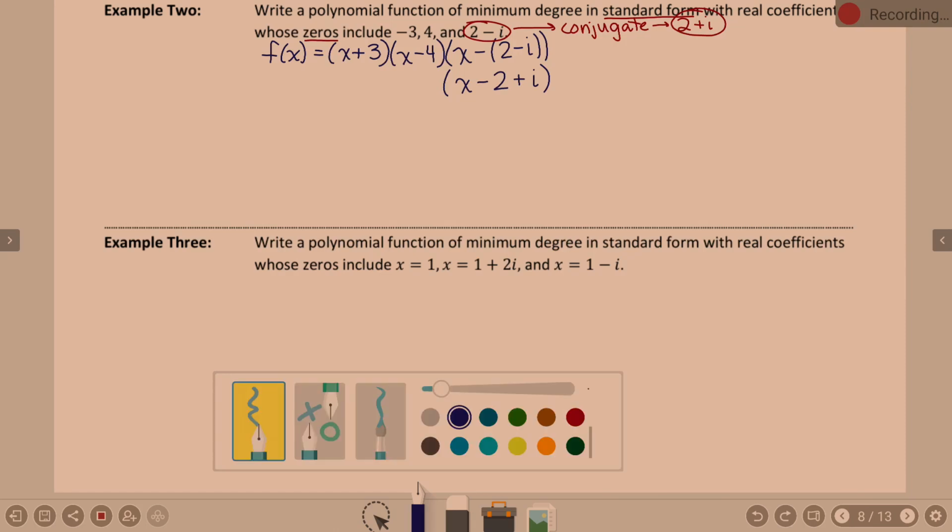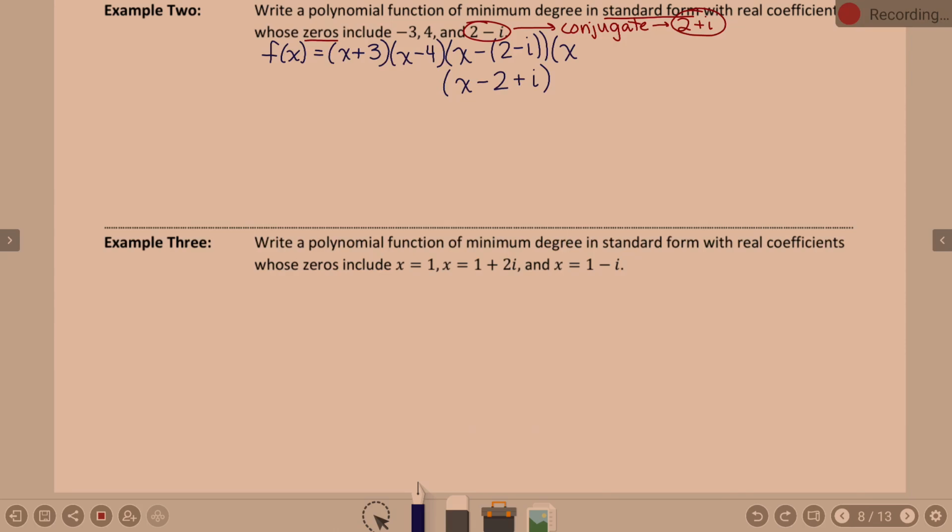So this is going to be x minus the quantity 2 plus i, or if you prefer, go ahead and jump in and say x minus 2 minus i. I'm going to bring down my x minus 4 and my x plus 3. Okay, guys, those are the 4 zeros you need. This is going to end up being degree 4. They don't tell us that because they want you to remember that complex conjugate zeros theorem as you go to multiply.